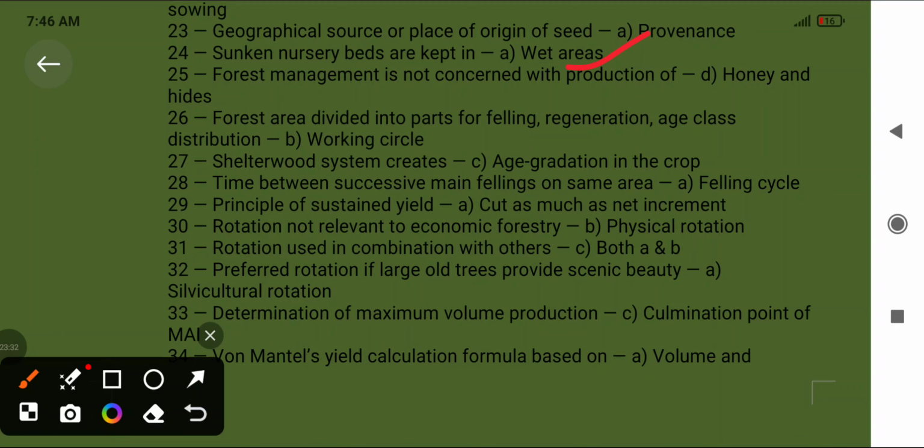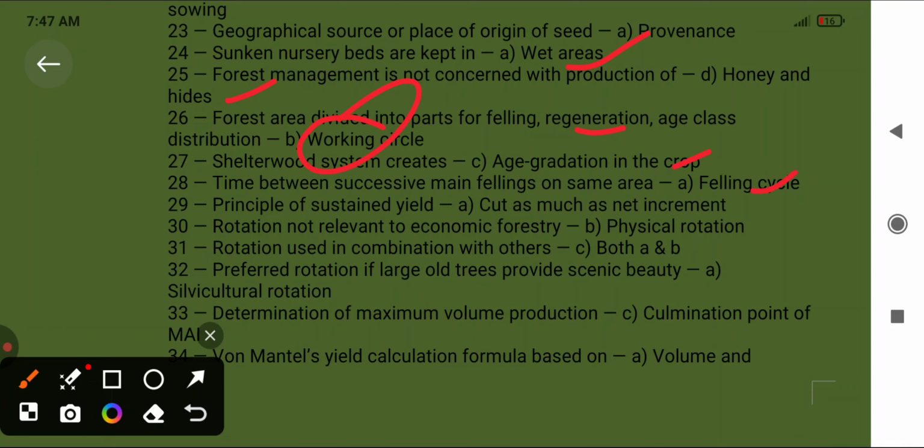Forest management is not concerned with production of honey and hides. Forest area is divided into parts for felling, regeneration, age class distribution, working circle. Shelterwood system creates age gradation in the crop, and the time between successive main fellings on the same area is the felling cycle.